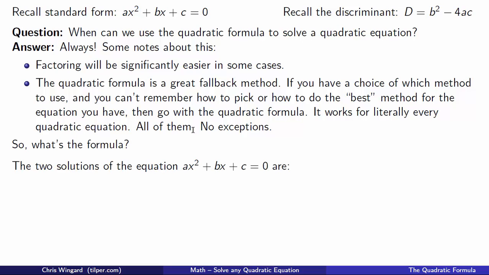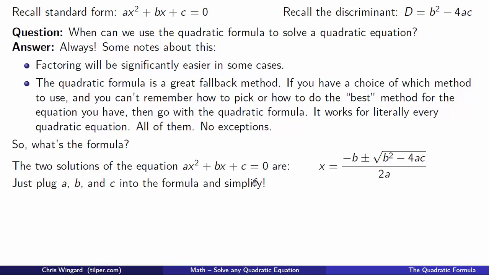So what is the formula? Well, the two solutions of the equation ax squared plus bx plus c equals 0 are x equals negative b plus or minus the square root of b squared minus 4ac, all divided by 2a. So we just have to identify a, b, and c from our standard form up here. We plug those into the formula and we simplify.